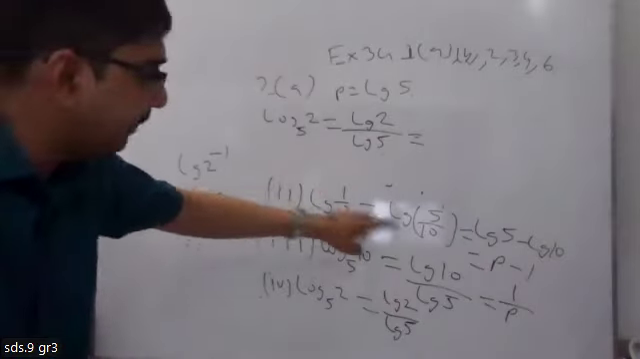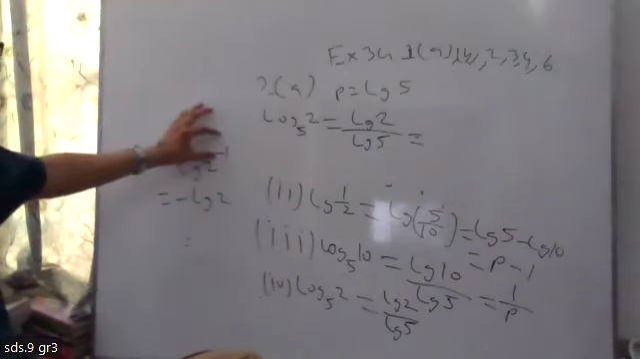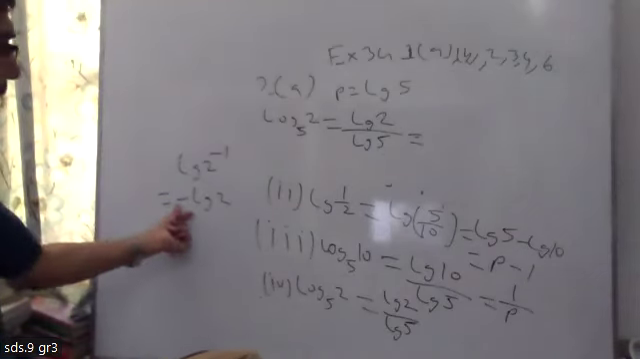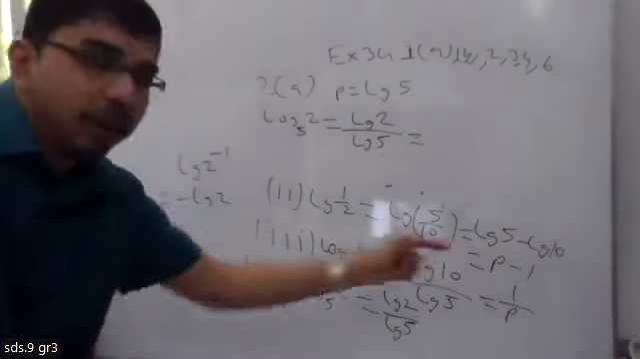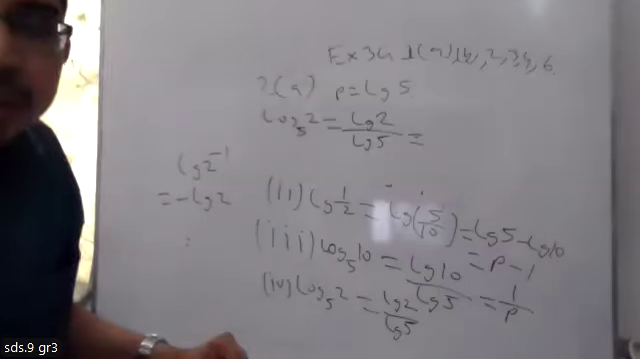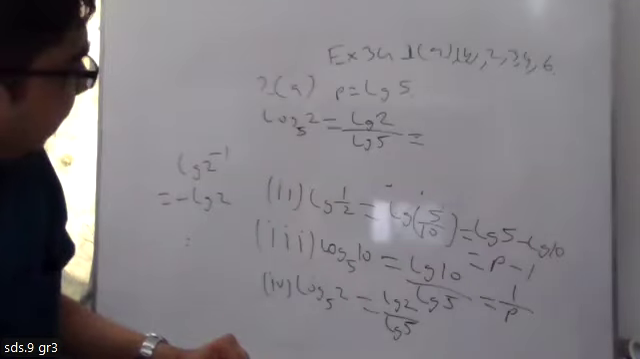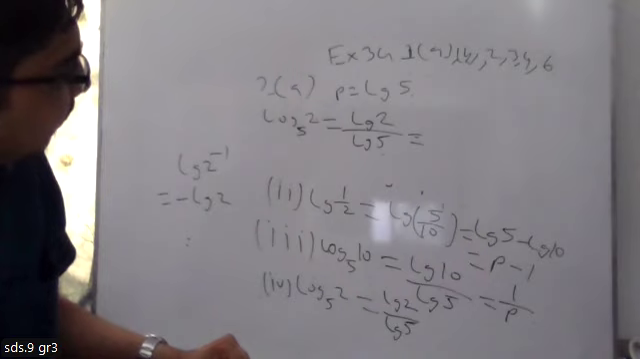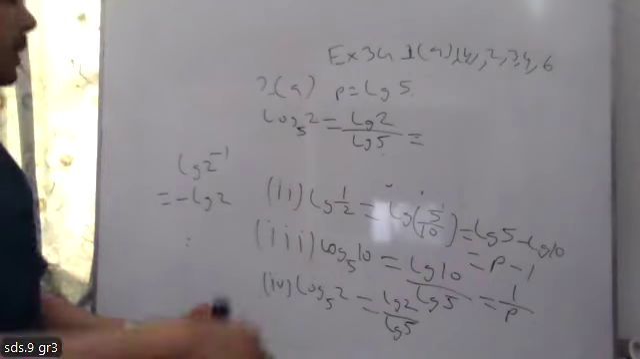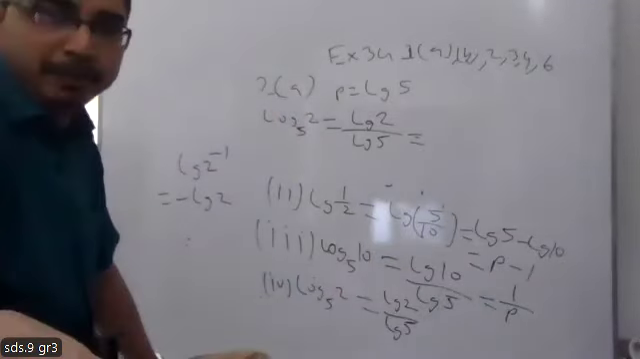Log base 10 half is P minus 1. What is half basically? 2 to the power minus 1, so minus 1 comes over here. So minus log 2, we got P minus 1. So log 2 will be just 1 minus P. Mahir, did you get this point? Yes, sir. So it is 1 minus P by P.